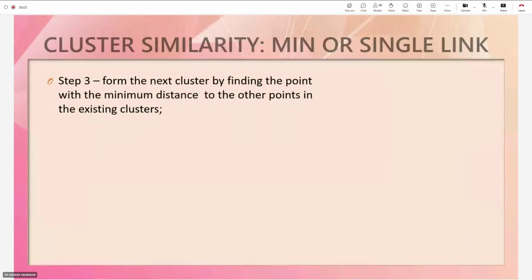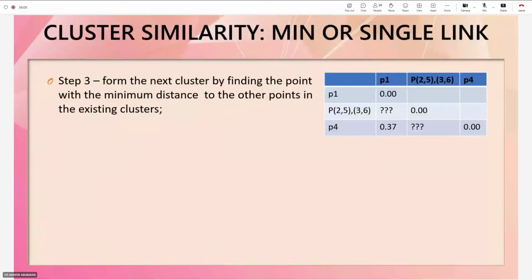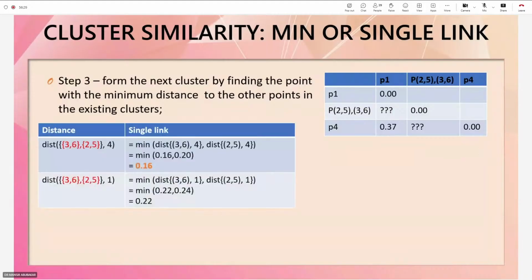This is step 3. So step 3 of the algorithm, form the next cluster by finding the point with the minimum distance to the other points in the existing clusters. So continuously you keep connecting because now you have already connected cluster 2, 5, and 3, 6. So now these are your new clusters. You say, okay, now 2, 5, and 3, 6 are already connected. Then you are going to update the dissimilarity matrix. 3, 6, 2, 5 connected with what?